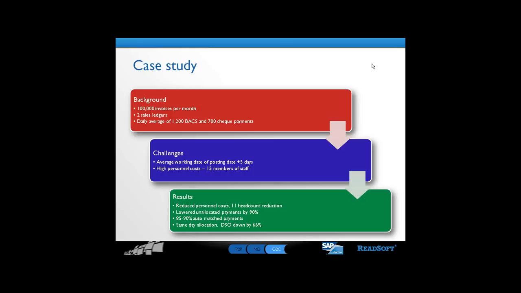And also, they were able to clear down their unallocated cash on a daily basis. They were operating at some 5 to 7 million on a regular basis. They're now operating at less than 50,000 on a daily basis. So significant improvements in both the process, the speed, and the financial benefits and the DSO benefits. So I'd like to hand you back now to Adam.